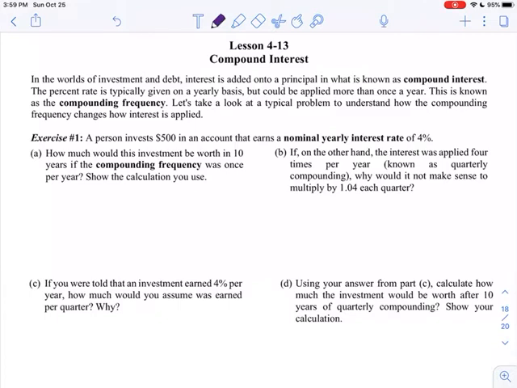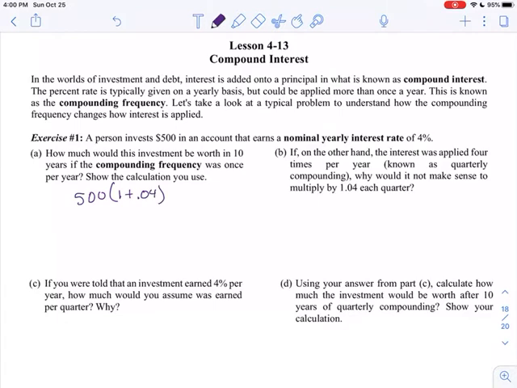So in the world of investment and debt, interest is added onto a principal in what is known as compound interest. The percent rate is typically given on a yearly basis, but could be applied more than once a year. That is known as the compounding frequency. Let's look at a typical problem.